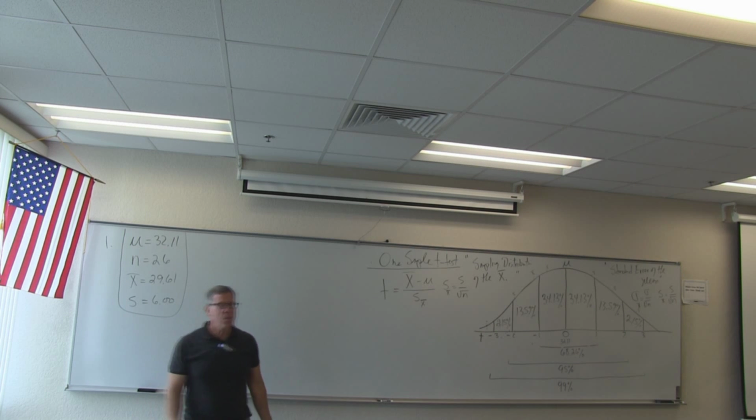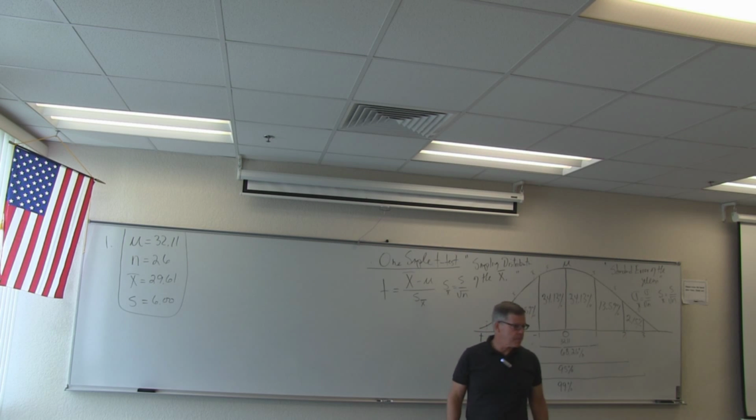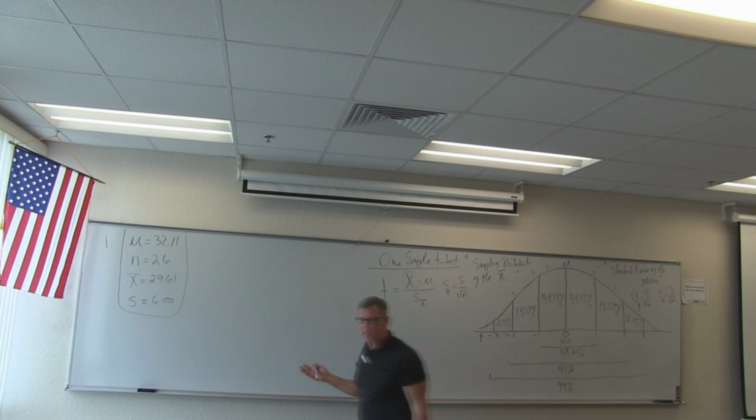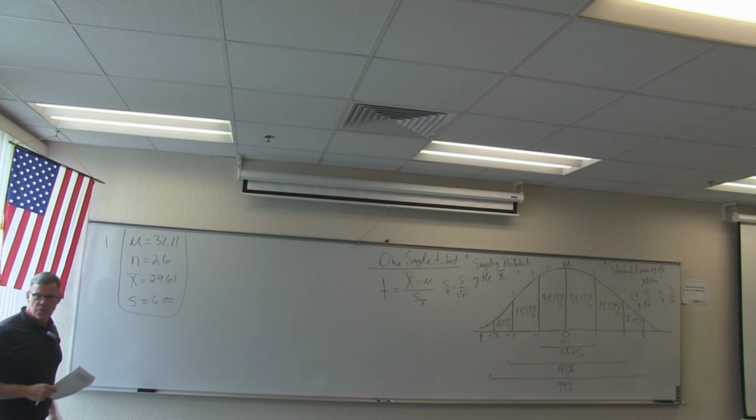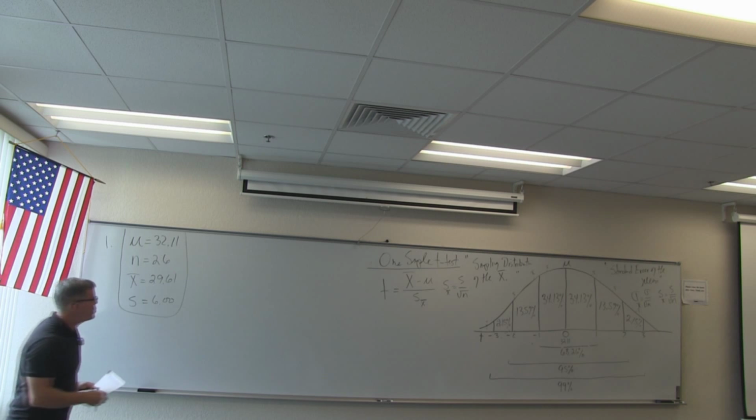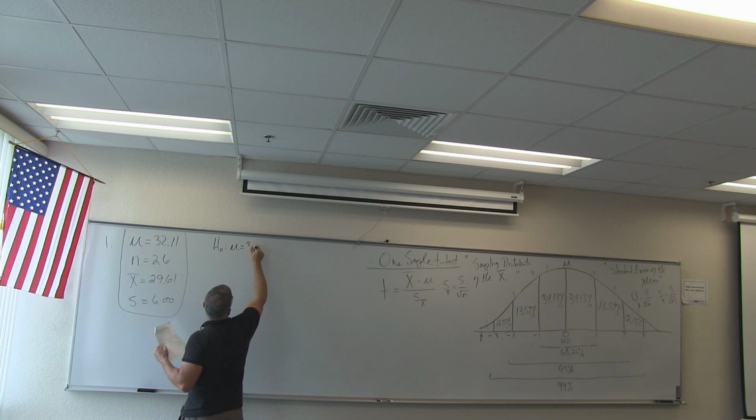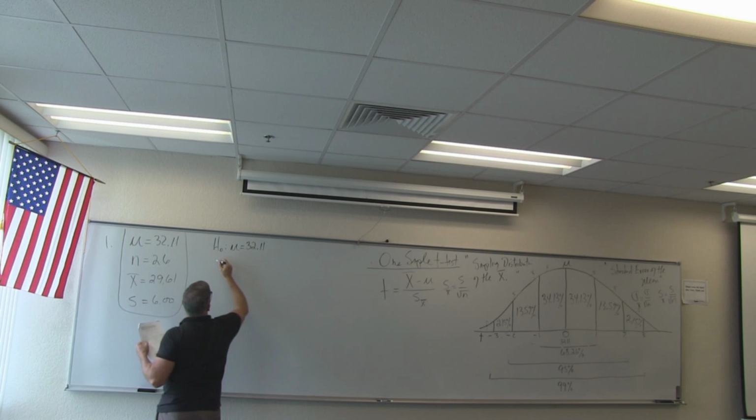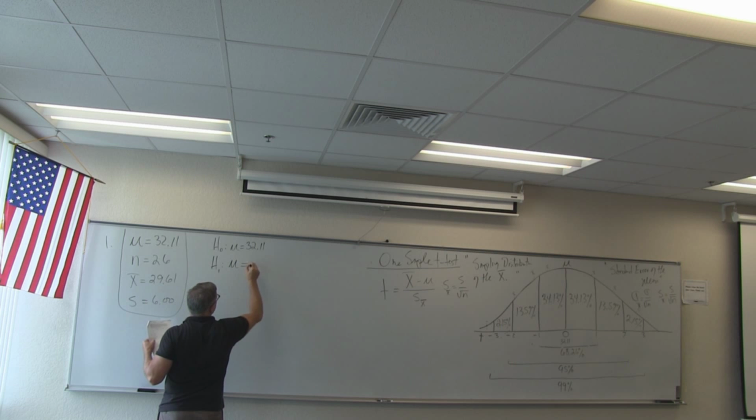On the exam, you will do 2 z-tests, 2 one-sample t's with questions associated, and lots of other questions as well. So if you see a scenario like this, and I ask you to write the null and the alternative, this is what you do. H sub 0: mu equals 32.11. H sub 1: mu is not equal to 32.11.